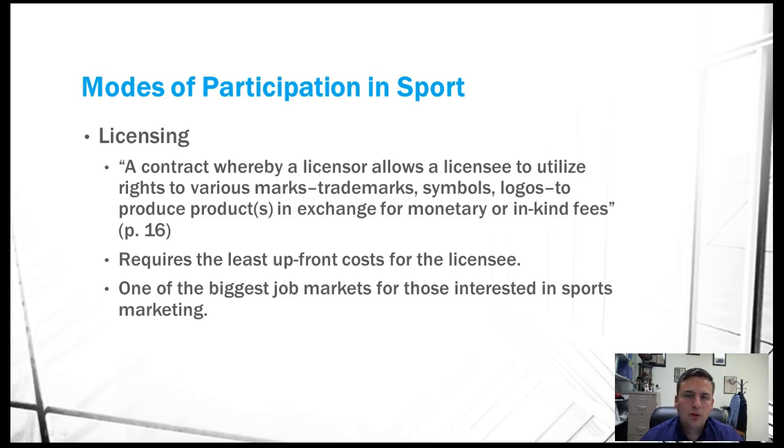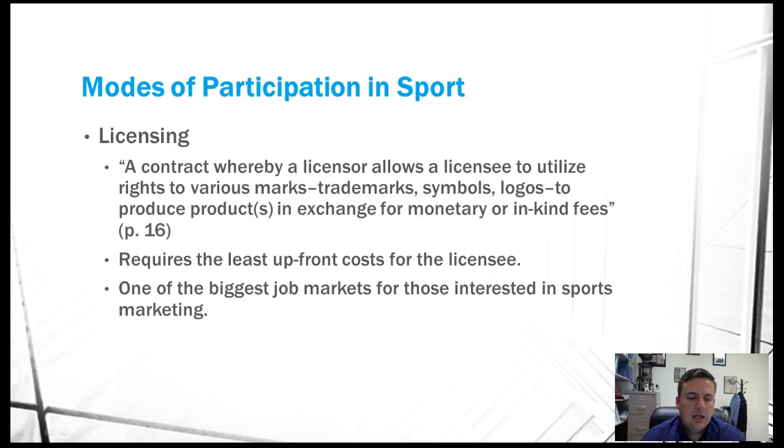All right, the third type of mode of production, and I'll go through this relatively quickly, is licensing. Licensing is a type of promotional activity. It's a contract whereby a licensor, somebody who has a right to a brand, allows a licensee, somebody who produces a product, to utilize the rights of various marks or trademarks, that would be logos or slogans, to produce some sort of product in exchange for a fee, either monetary or in kind.